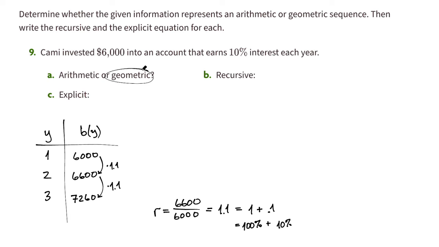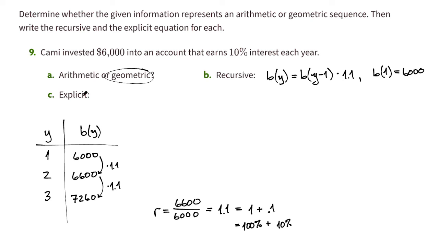This is a geometric sequence. The recursive equation: the balance at the beginning of year y will equal the balance the year before, times that 1.1. Again, we will always indicate our starting value. B of 1 is the 6,000, the starting balance.